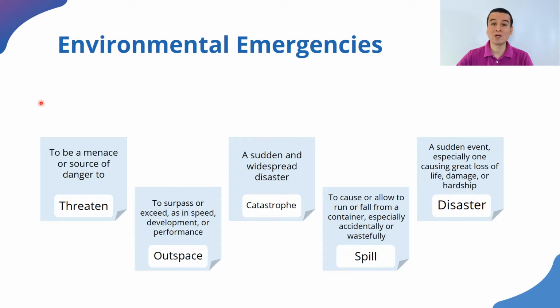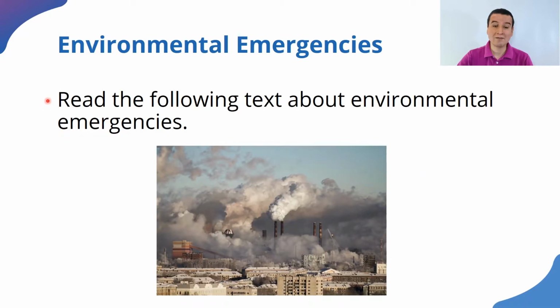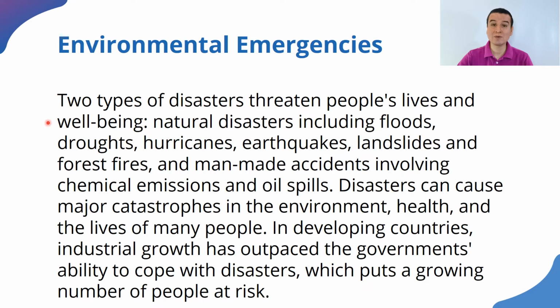All right, now we are going to read about environmental emergencies. Read the following text about environmental emergencies. Let's read it together. Two types of disasters threaten people's lives and well-being. All right, people's well-being too. Natural disasters, including floods, inundations, droughts, lack of water, hurricanes, earthquakes, landslides, when we have a mountain and land falls, and forest fires, and man-made accidents.